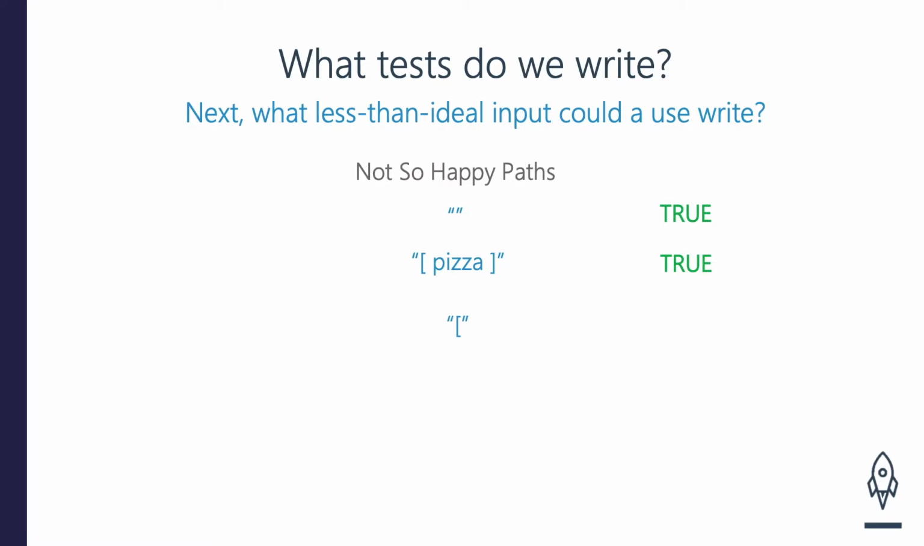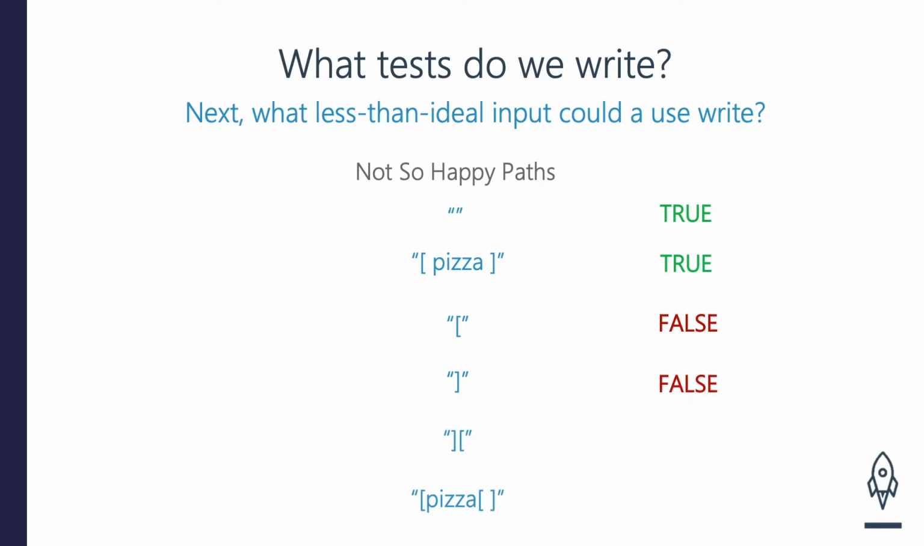Are these balanced? Well, no, it doesn't have a closing bracket. Therefore, we should expect this method to return false when it sees this kind of input. Moving on, we see just a closing bracket now. Well, this should also return false because it has no opening bracket to make it balanced.